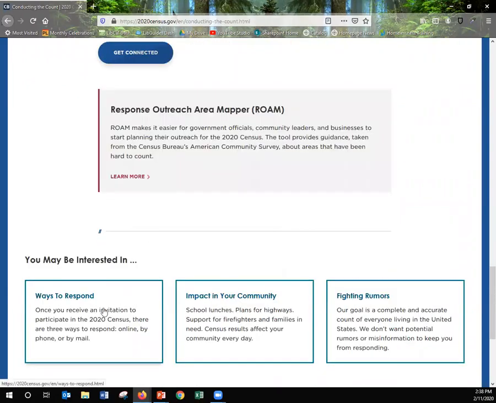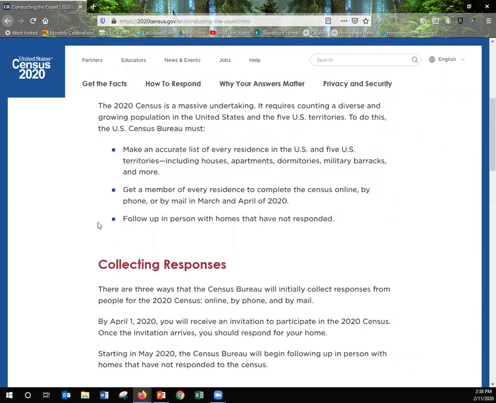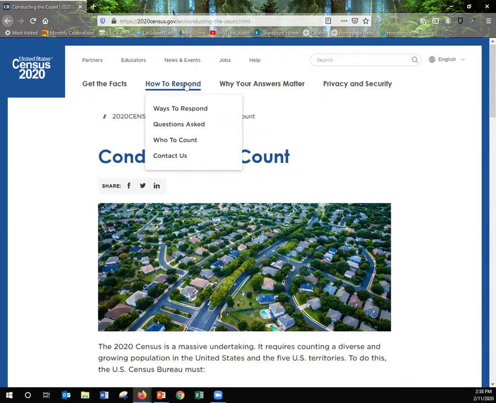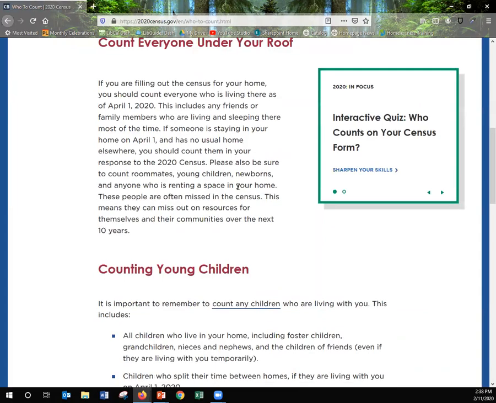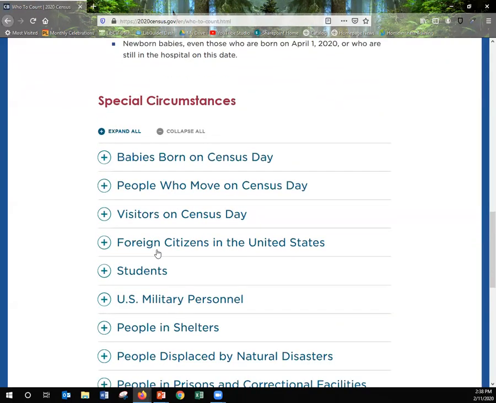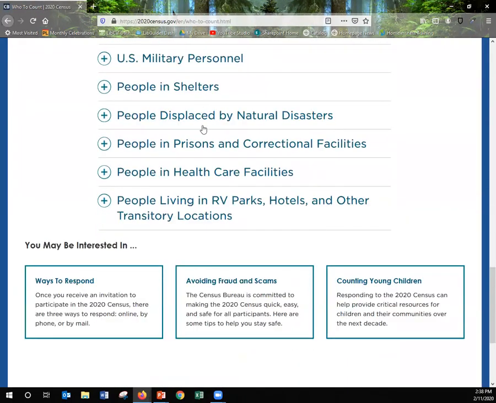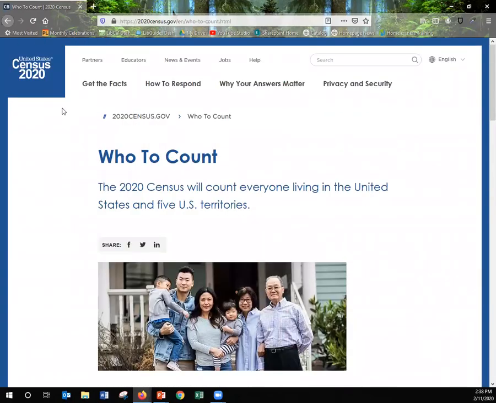And you can keep following along: ways to respond, the impact in your community, fighting rumors. It has answers to a bunch of questions. You can follow in order. You can look through. Here's the who to count page that I referenced. So it explains how you count people under your roof. It has this fun little quiz where it asks you if you should count someone and you can answer yes or no. And then it has all the special circumstances that you might encounter. So that's Census2020.gov.